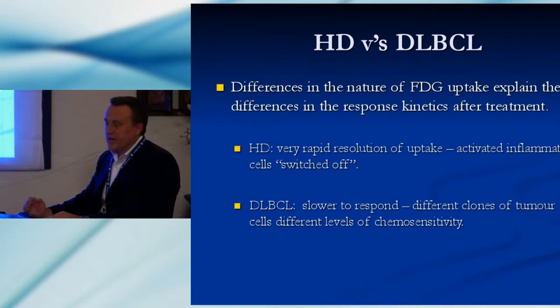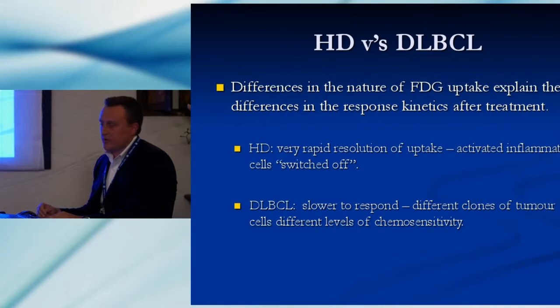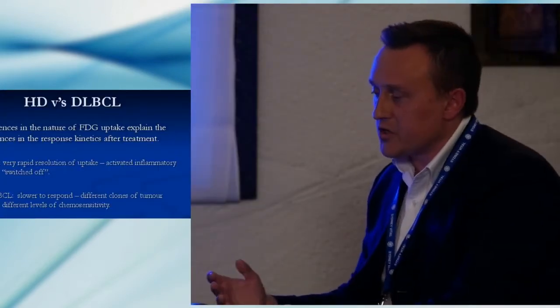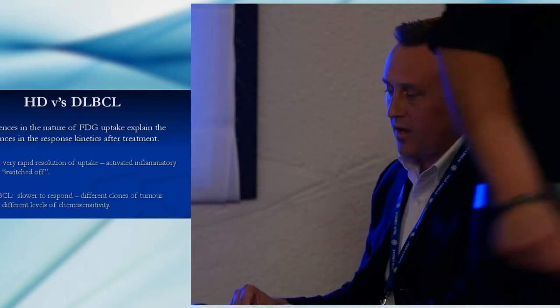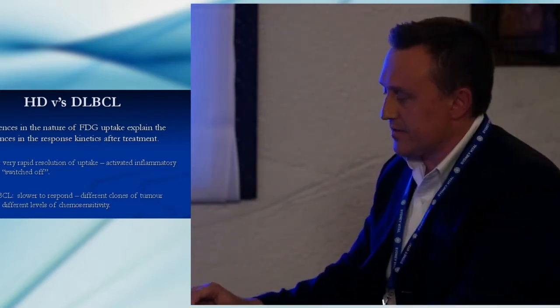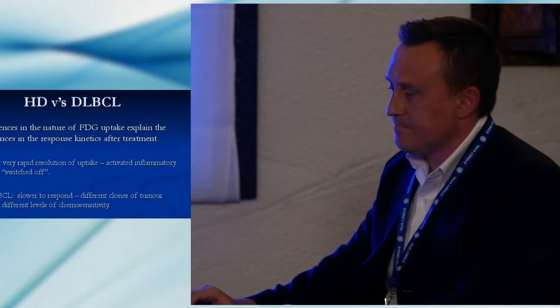The differences in the nature of FDG uptake also explain the differences in the response kinetics after treatment. With Hodgkin's disease, we see very rapid resolution of uptake, and that relates to the activated inflammatory cells being switched off by the treatment. With diffuse large B-cell lymphoma, we see that as slower to respond, and that relates to the different clones of tumour cells showing different levels of chemosensitivity.